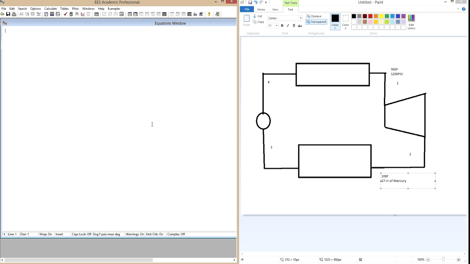Instead, in EES, I can just use the pressure function for water. So I'm saying pressure, and I have to tell it the fluid, which is water, comma, I have to give it a condition. So T equals 108. Down here at the bottom, I've set my units to Fahrenheit and psi, absolute. Besides the temperature, it also needs to know one other condition.